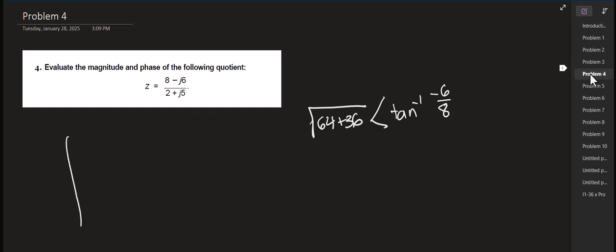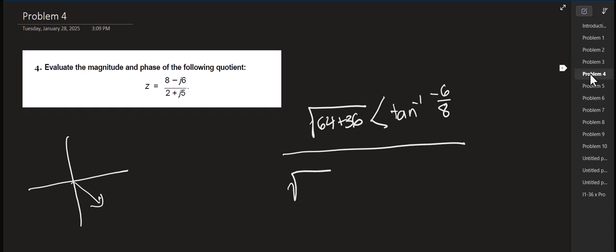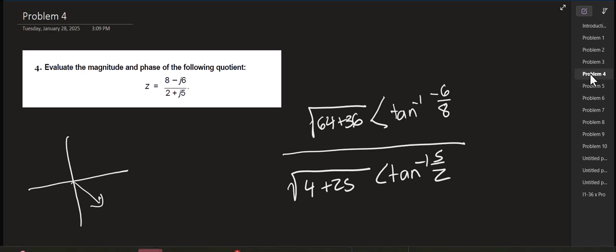Now let me think about where that's going to be. The real part is positive, the imaginary part is negative. That's in the fourth quadrant, so it's fine. I don't have to change anything on that. Over the square root of 4 plus 25 angle inverse tangent of 5 over 2. So let's do all of that.